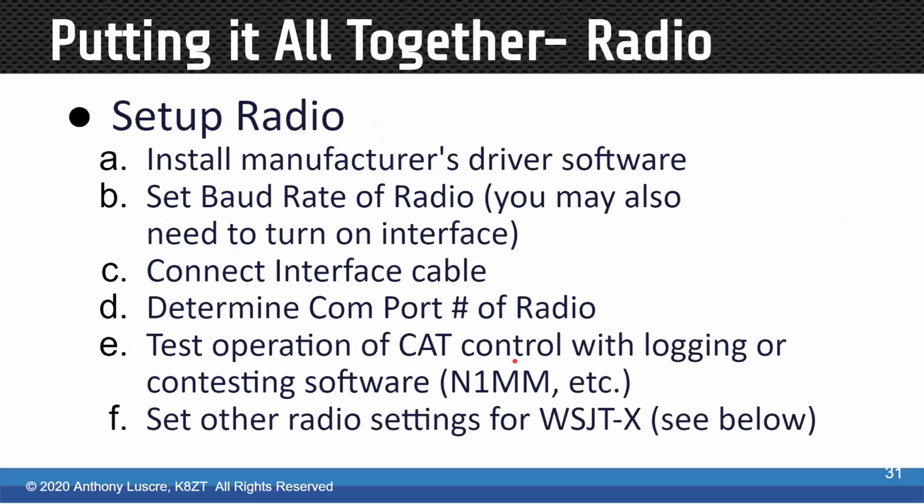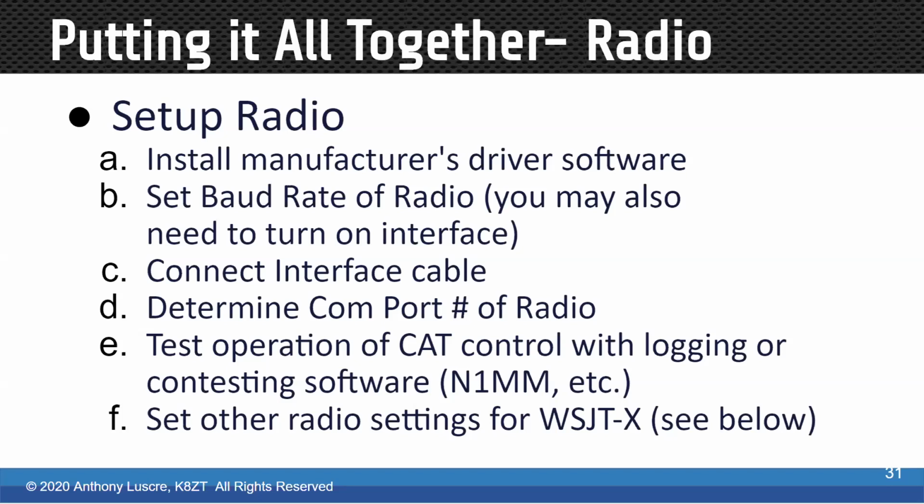So let's talk about setting up the radio first. If your radio has CAT control and it has a built-in sound card, you want to first download the driver software to your computer. Do that before you connect the USB cable between the two, or you'll run into all sorts of problems. You need to set the baud rate of your radio, and you may need to turn on the interface depending on the particular model of the radio.